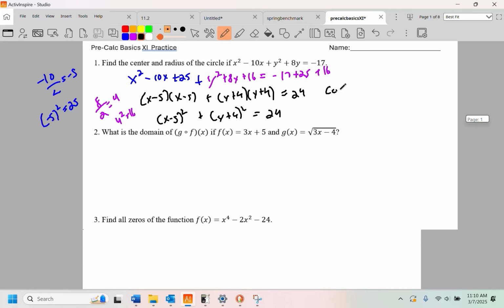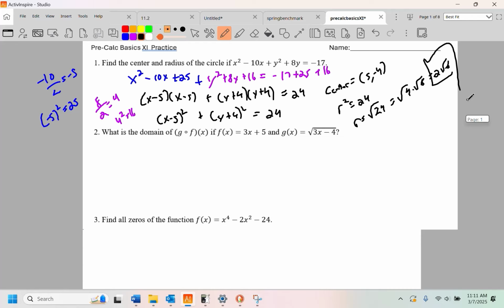Now, the center is going to be at 5, negative 4, because we change sign, we leave parentheses. I know that the radius squared is 24, so r is the root of 24, which is the root of 4 times the root of 6, which is 2 roots of 6. Ta-da!